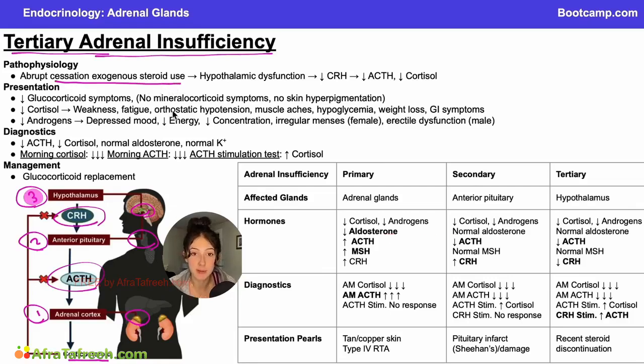So someone who's been on steroids for a while, they suddenly stop, they don't taper off. This is actually the reason why whenever we prescribe steroids, we prescribe a taper to stop them rather than just stopping cold turkey because it can cause adrenal insufficiency. But if you do stop steroids abruptly, you can cause this hypothalamic dysfunction in which your hypothalamus up here in the brain is not secreting CRH.